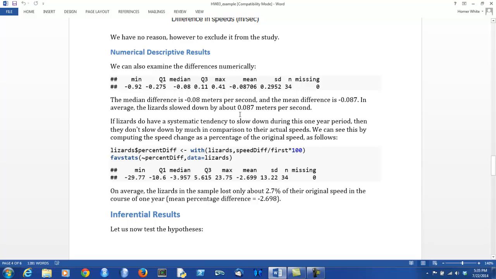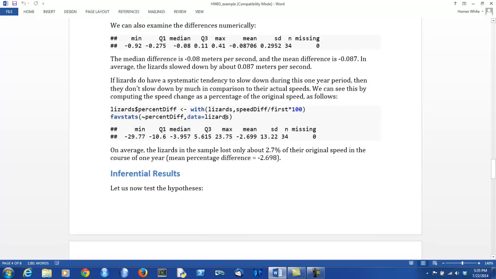Here's an interesting additional discussion looking at the percentage change in speed on average over the 1 year period. That's something that seems to make sense to do in this particular study. You may have no occasion to think about percentage changes in your particular assignment.